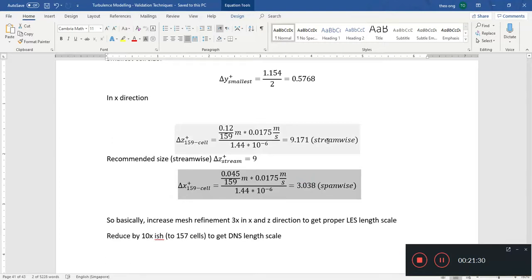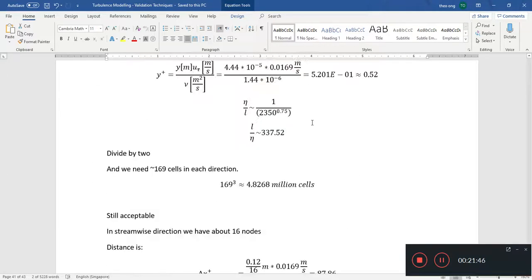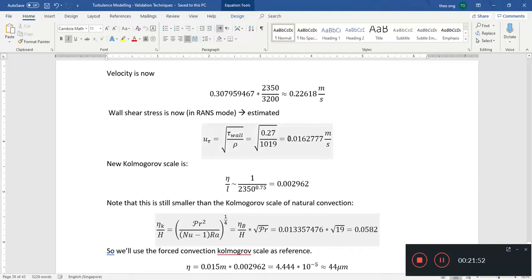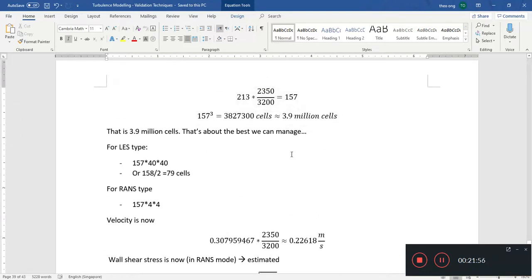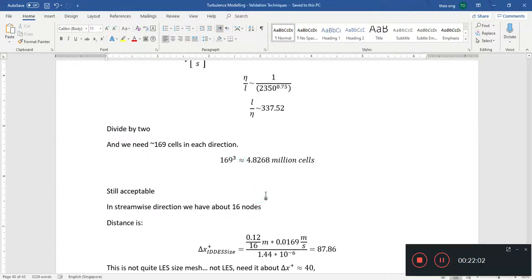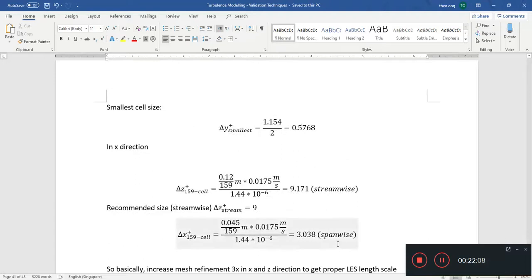But this just goes to show that having a cell size of about 159 can do pretty well and serve us well when it comes to doing DNS calculation. So we don't have to go for the very strict 169 cube all the time. We don't have to go for that. So 159 is just about right. We can live with that.